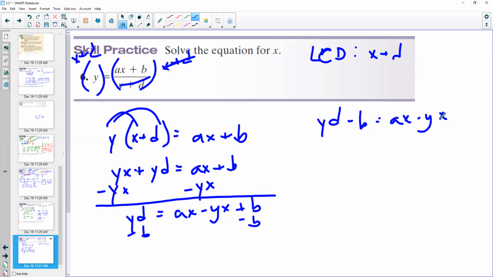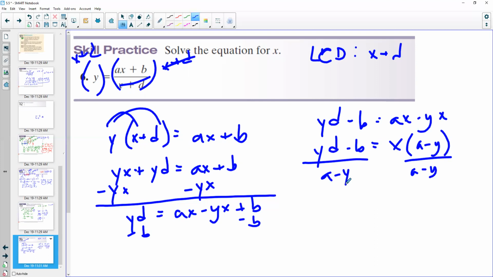Now on the right, I have a common term. It's an x, right? Which is perfect. That's exactly what I was trying to do. Factor out the x. A minus y is left. Divide both sides by a minus y. Okay, so what I'm left with is not pretty, but it doesn't have to be as long as I solved for what I needed to solve for, which was x.